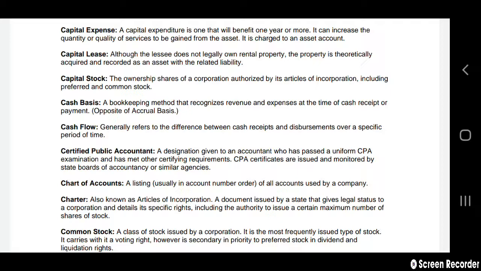Next is capital stock. These are the ownership shares of a corporation authorized by its articles of incorporation. They include preferred and common stock.